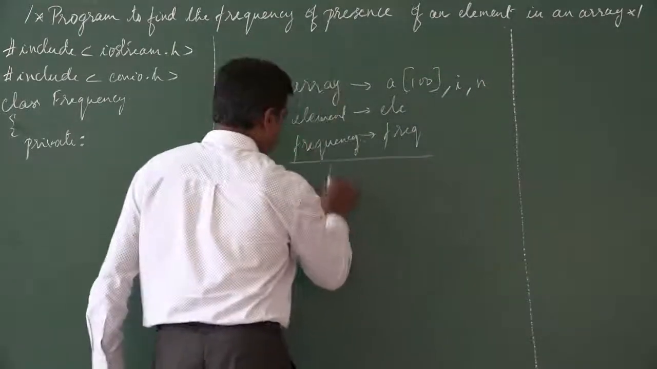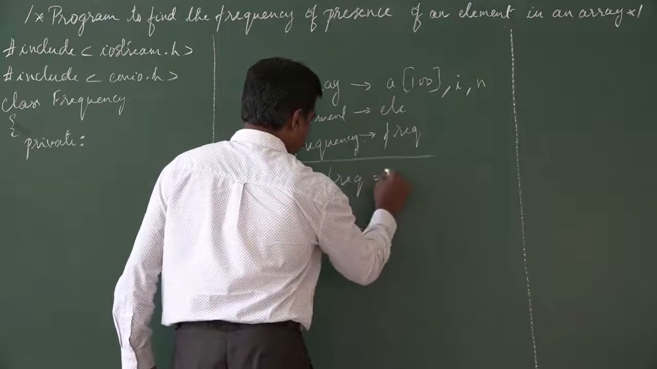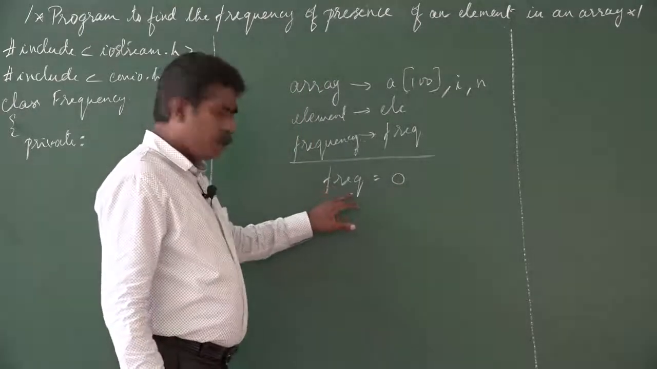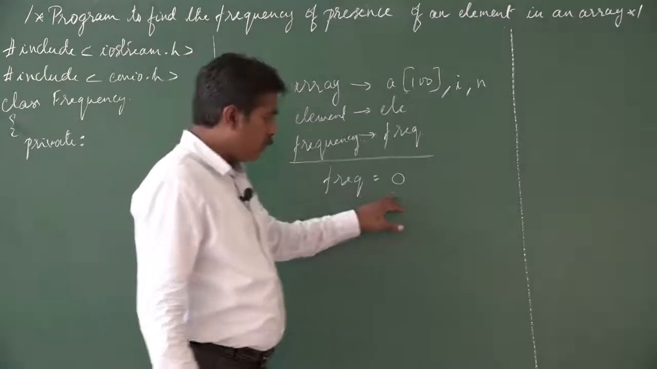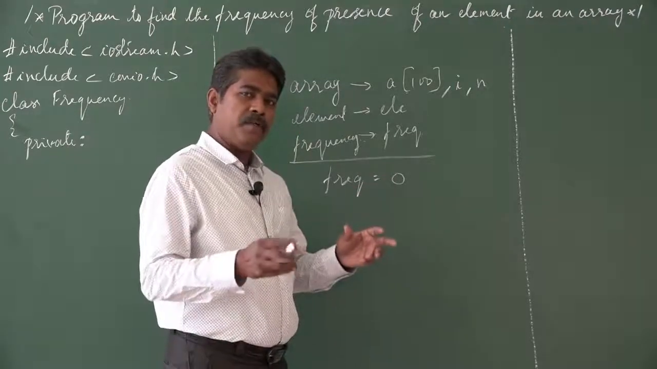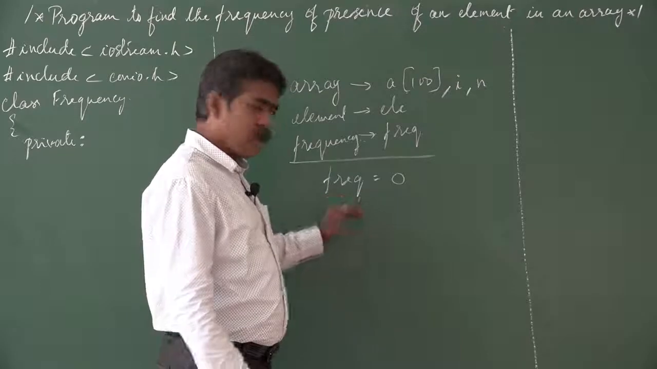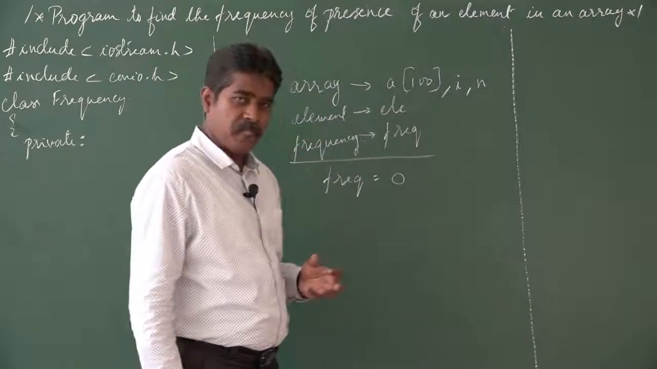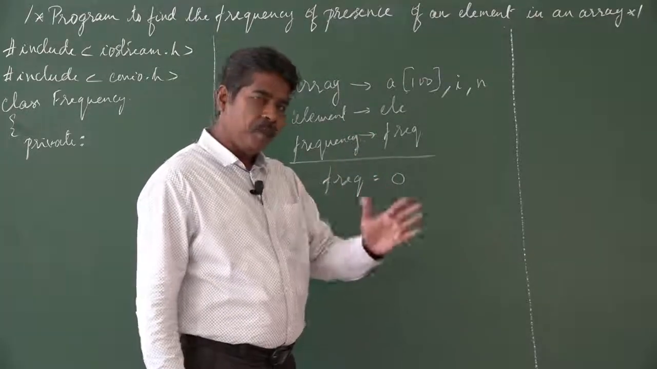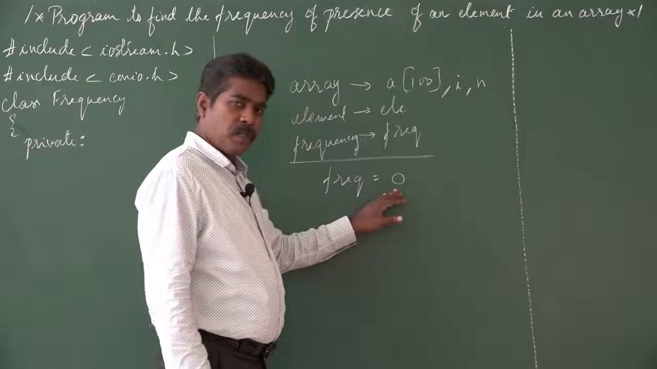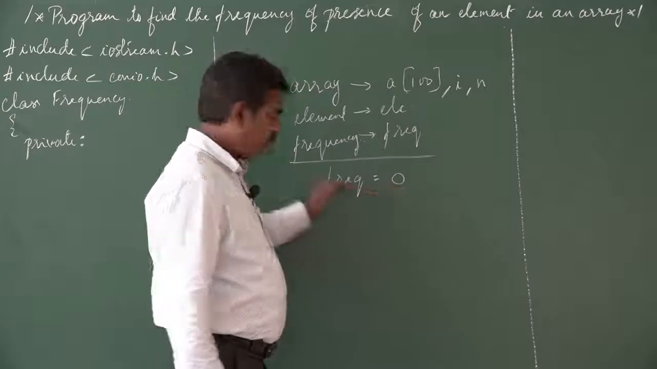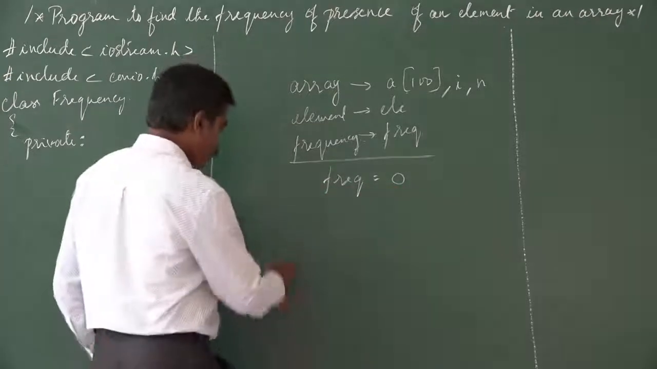I begin with frequency. That is, frequency equals 0, I take. This FREQ is the variable, taken with the initial value 0. This initial value we take as 0 because whenever we allocate memory for a variable, a garbage value will be considered by the computer. That is, some garbage value will be initialized. That garbage value will be removed by initializing it with 0. So we will be initializing the value with 0. Frequency equals 0.